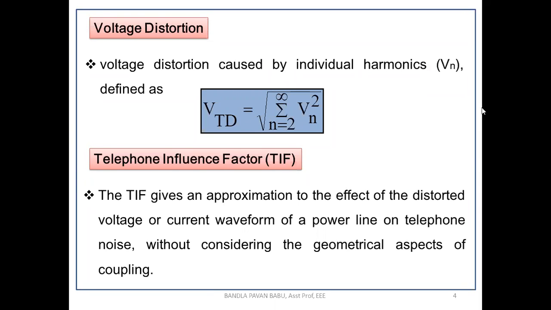If the order is low, for example 3, 5, 7, it has a greater impact on the system because the magnitude of these harmonic components is high. Okay, so coming to the voltage distortion, we can measure it with this equation.